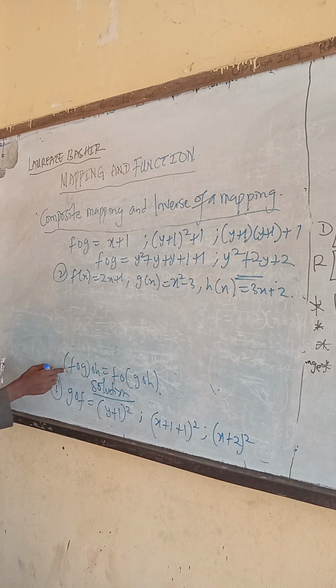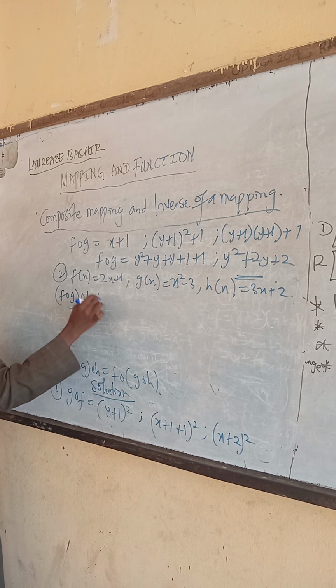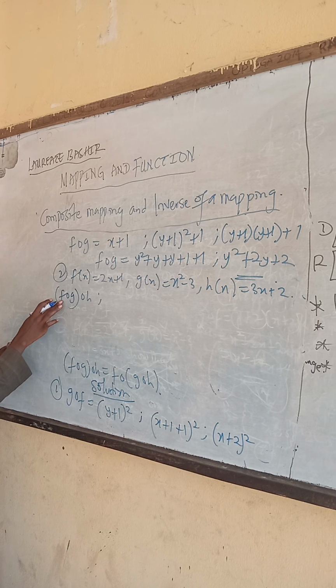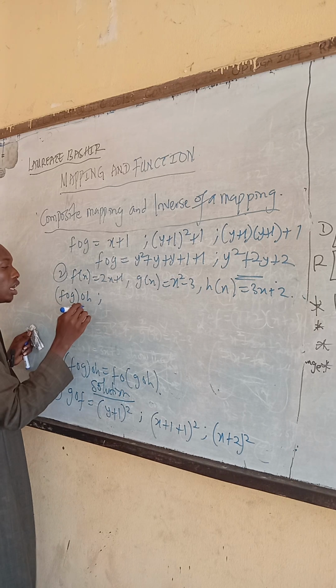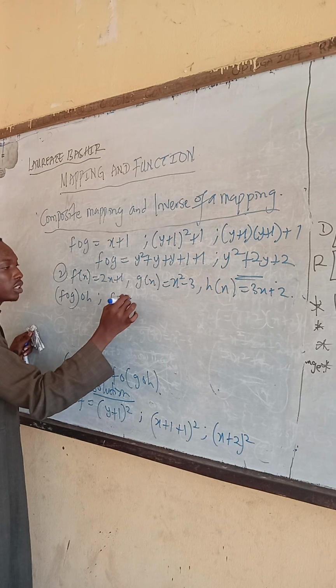So, now, we want to prove f composite g composite h. First, f composite g means you first consider f composite g. That's the meaning. That's what you firstly do.